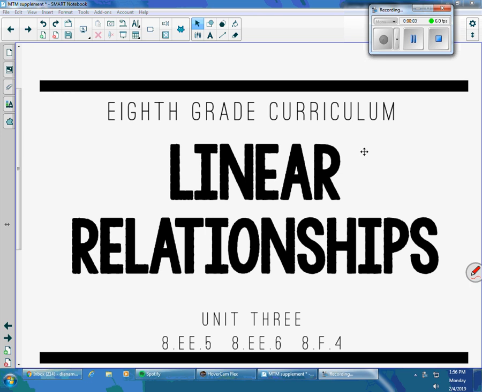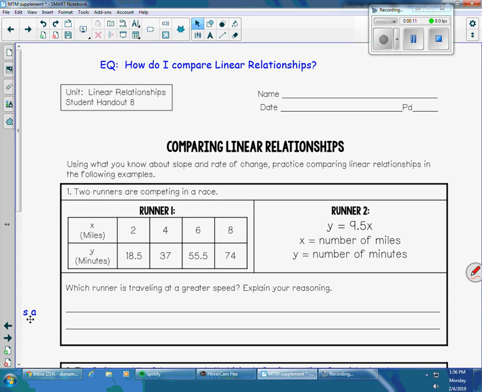We are in Module 4. We're using the supplemental packet that has linear relationships on the front cover. Please get your packet out and open to lesson number 8. Add the essential question at the top. How do I compare linear relationships?